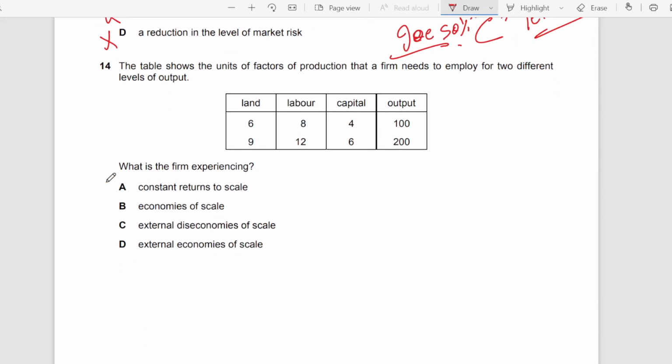The table shows the units of factors of production that a firm needs to employ for two different levels of output. What is the firm experiencing? So let's see what happens here. There's an increase in land 1.5 times. When we move from 6 to 9, that's a 1.5 times increase. Not percentage, but rather x. Or let's say a 50% increase as the land increases from 6 to 9.